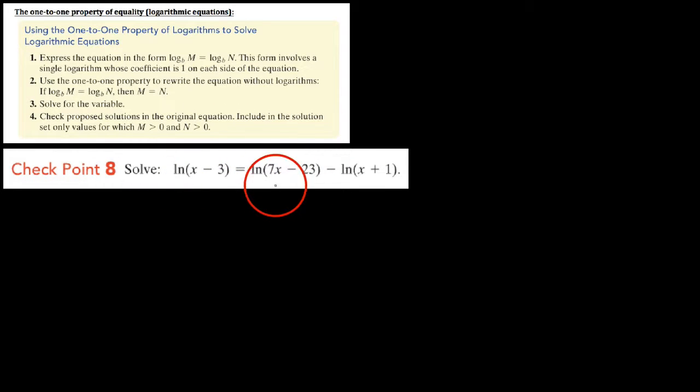If we were to get all this equal to 0 and use our properties of logarithms, we could rewrite this expression in an exponential form after getting the log by itself. But in this video, what I want to focus on is what we call the one-to-one property of logs.